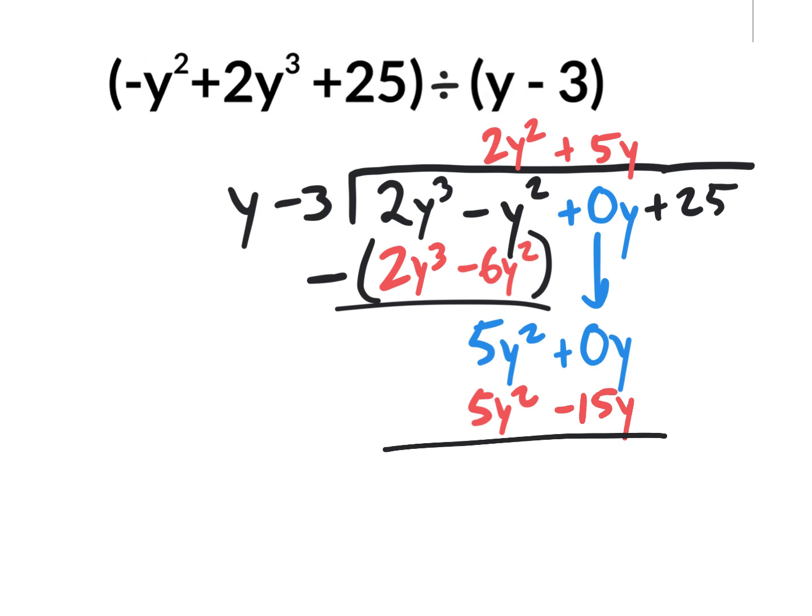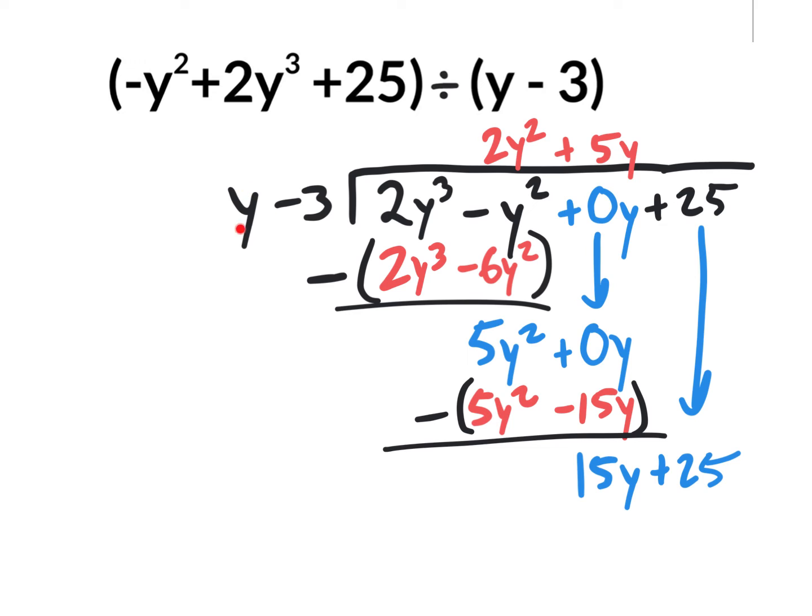We are subtracting. Put parentheses with the minus sign on the outside. Distribute that minus sign to both terms. The minus sign in here would cause it to cancel out. Positive 5y squared, negative 5y squared. When you distribute the minus over here, a minus and a minus is a plus. Negative times a negative is a positive. So you really do end up with a positive 15y down here. Positive 15y. And you finally bring down that plus 25.